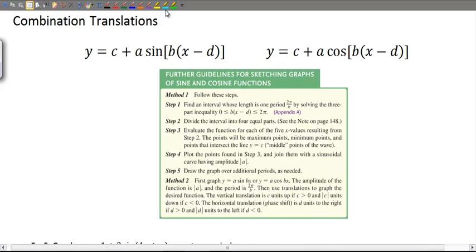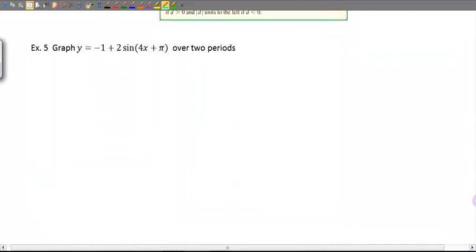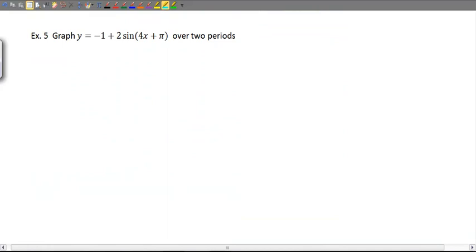Now I have listed for you here in this table two methods in which you can graph our trig functions. The first method is going to walk you through using the table method. The second method, which is the one that I tend to use, is the translation method. So let's look at this example right here.